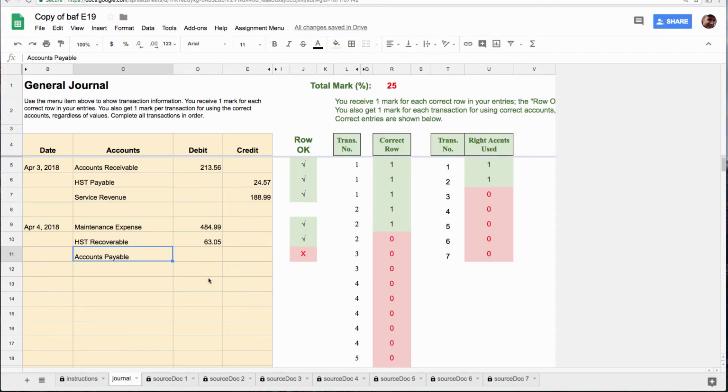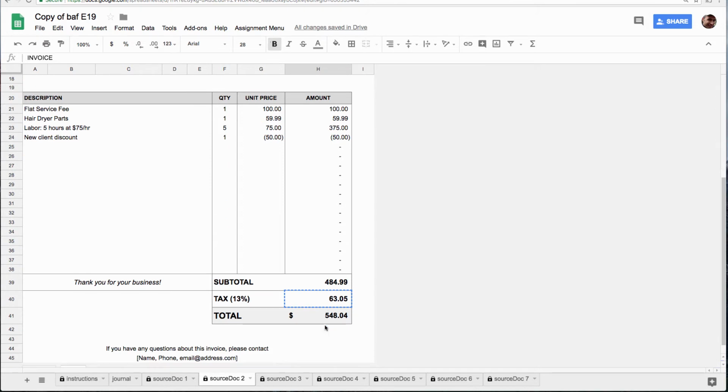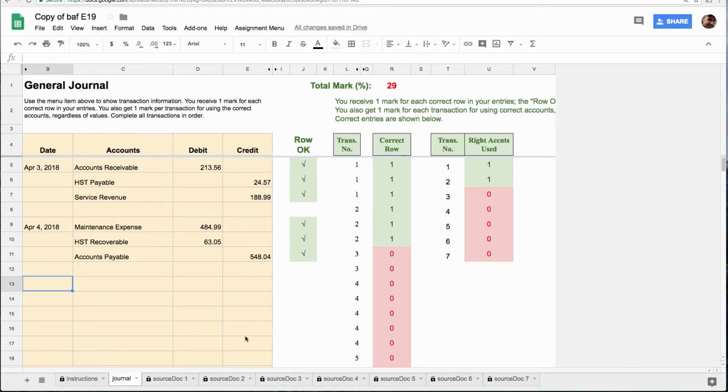So you record it as a bill, as owing accounts payable. And that's just the total amount. You can add it up with your function, or you can just take the total right here and put it in your journal. Whatever you like to do.